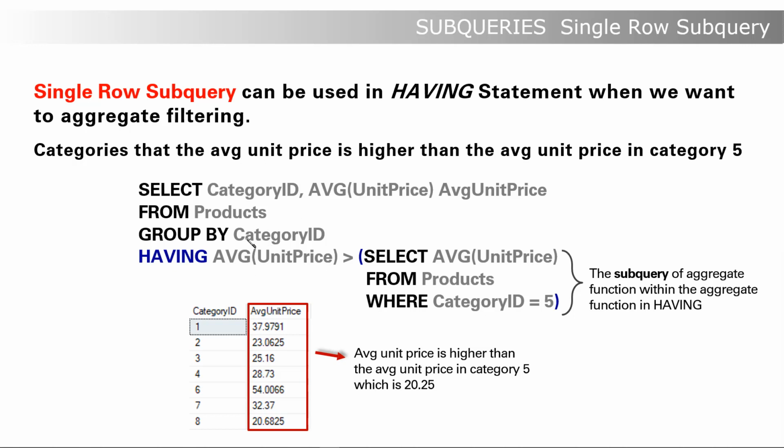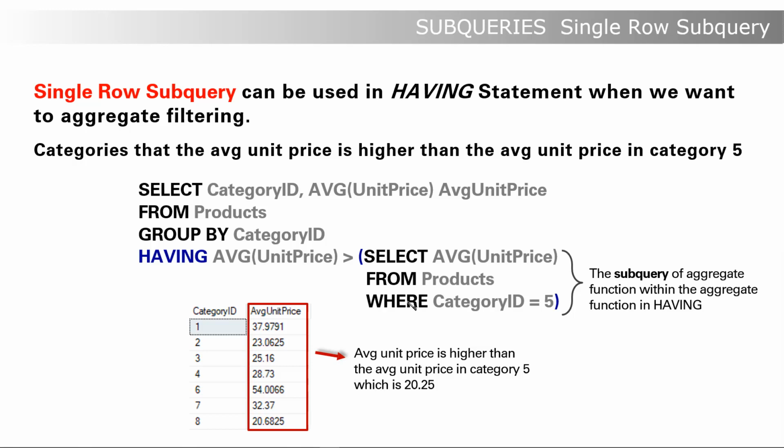average is in HAVING. From the average unit price of products in category 5, this is the subquery. What we get is that for each category ID, now we have a unique category ID because it's aggregated by the category ID, we have the average unit price that is higher than the average unit price of category 5. The average unit price of category 5 is 20.25, and we see that all of the average unit prices are higher than this value.